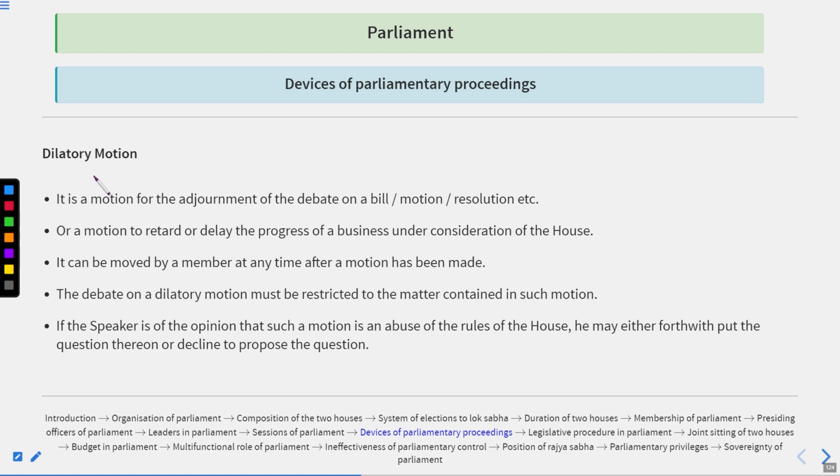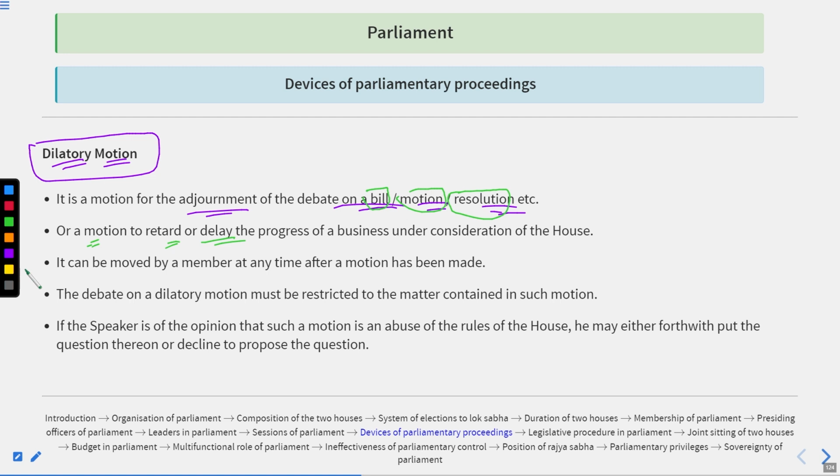After this, another thing that we have here is the dilatory motion. So what is this? It is a motion for the adjournment of the debate on a bill, motion, resolution, etc. It means that suppose there is a debate going on a certain bill, motion, resolution, and some members feel that this must be stopped and adjourned. So this motion is passed to retard or delay the progress of business under consideration of the House.